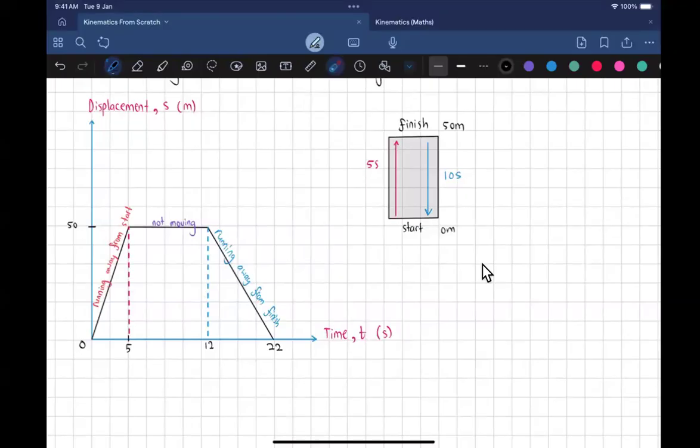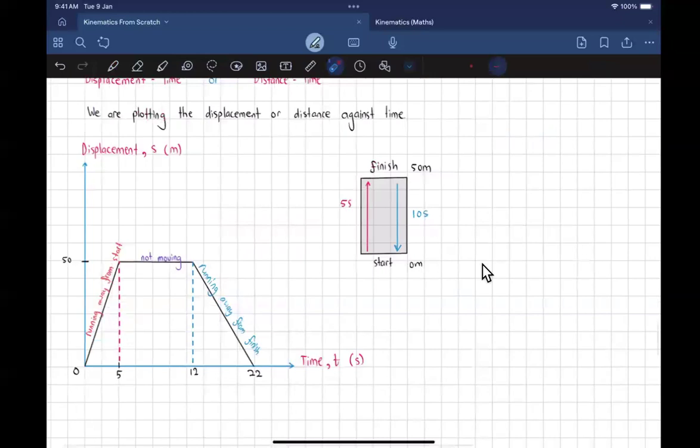Right, so let me look at the full graph now. Haley, how long did it take the runner to reach the finish line? 5 seconds. Right. How long did he relax for? 7 seconds. Right? So 5 plus 7 is 12. And he started running at 12 seconds. And then how many seconds did it take him to reach the starting line? 10. Right. So 22. So we're fully confident that we understand this question.